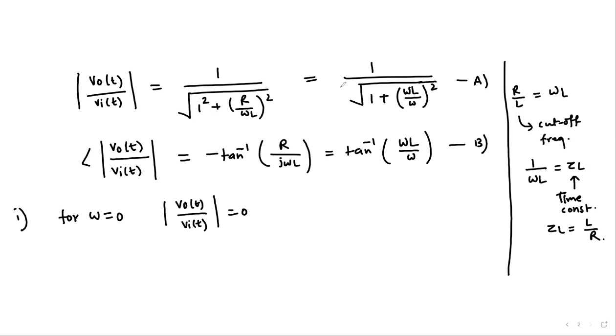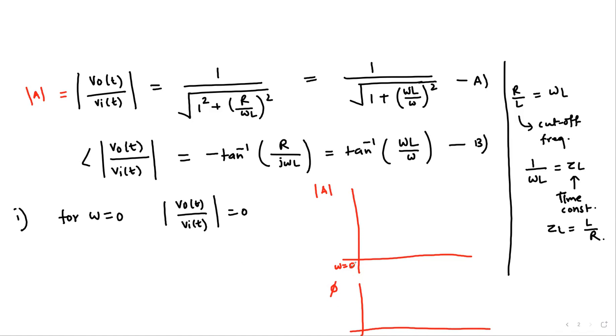That equals 0. And we can try to draw this plot over here. So we see that, and that's the plot for these. Okay. So here omega is equal to 0. This is the plot for the magnitude. Let's call it the gain. And this is the plot for the phase.